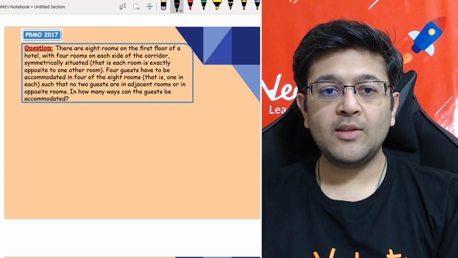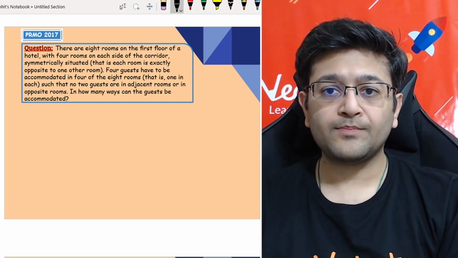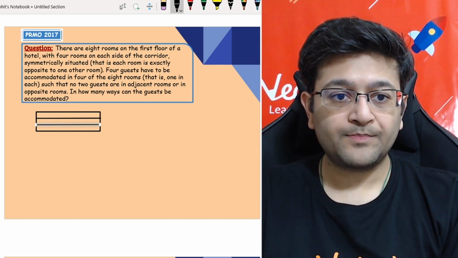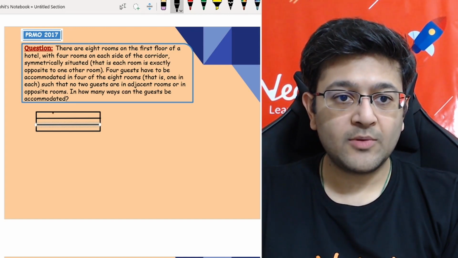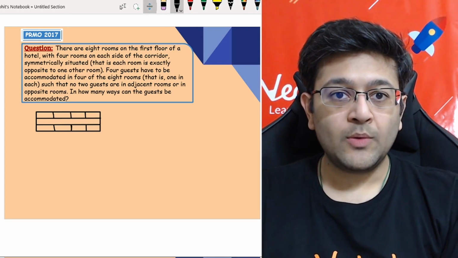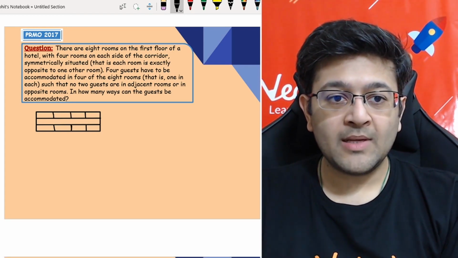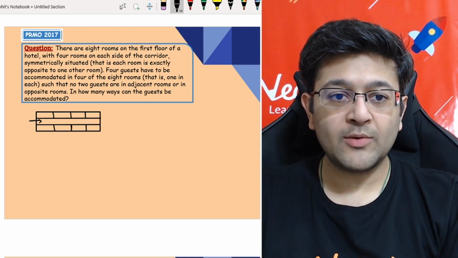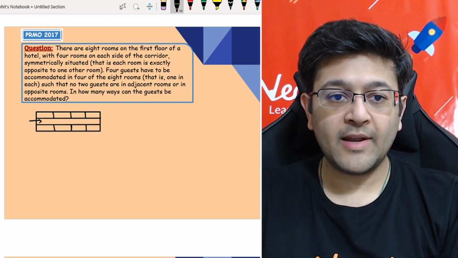If you read the question carefully, let's draw a diagram first of all. So I have made a diagram here. You consider this to be the hallway. You can say these 2 rooms are opposite to each other, right? So there are a total of 8 rooms.